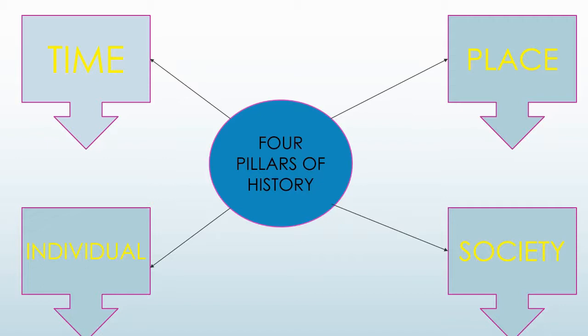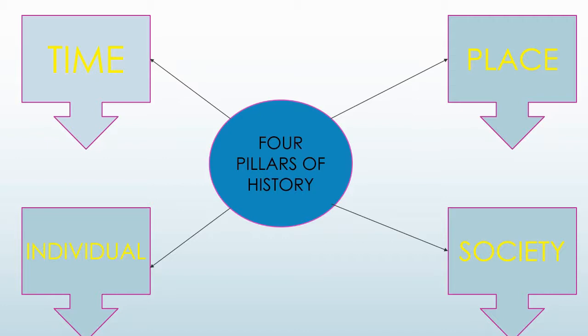The time generally refers to when did the event occur in history. Place, where did the event occur? Society says with whom or with which group of people did the event occur, whereas individual was the single person who wrote history. Thus, these 4 pillars play a major role in writing of history.